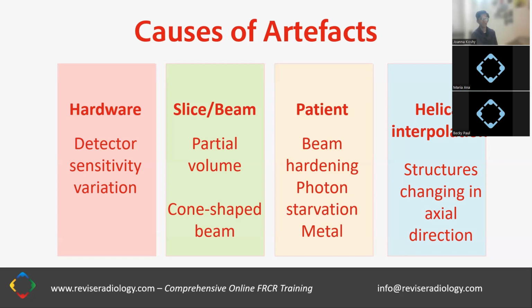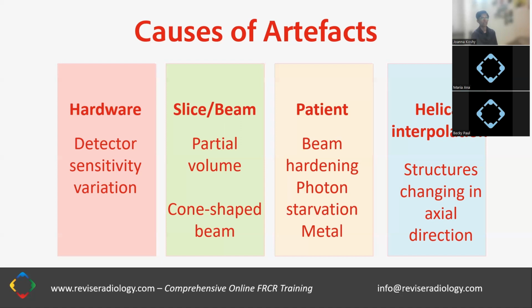There's also partial volume effects which occur. That has to do with the slice thickness. There's artifacts which arise due to a cone-shaped beam, which we'll see. With helical interpolation, when structures change in the axial direction, there's changes in shape, etc., due to the fact that the motion is that of a helix. We won't go into that much detail.